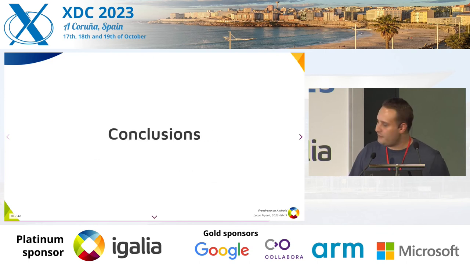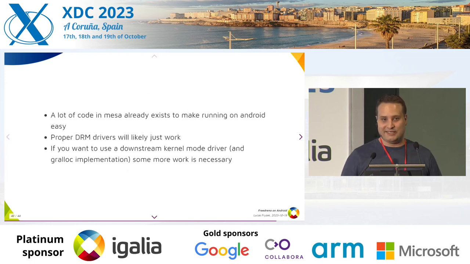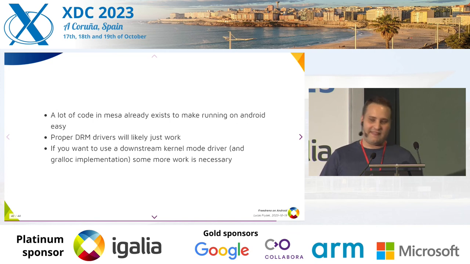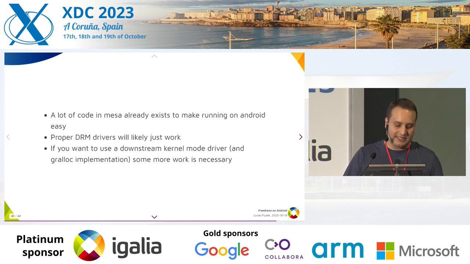So a couple conclusions about this. If anyone is looking to get their driver in Mesa running on Android, a lot of the infrastructure is already there. Like I said, there's only 900 lines of code roughly required to get this working. If it's a proper DRM driver and you're able to use that on an Android system, then there's a good chance it will likely already work.